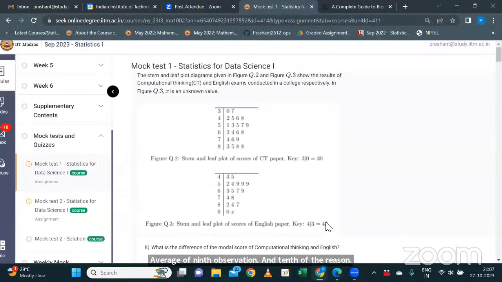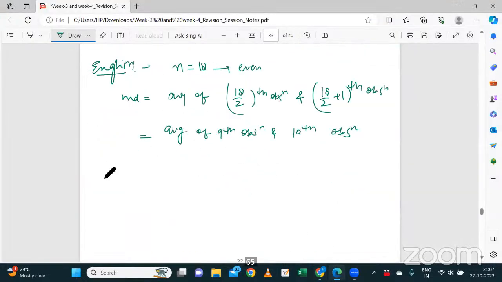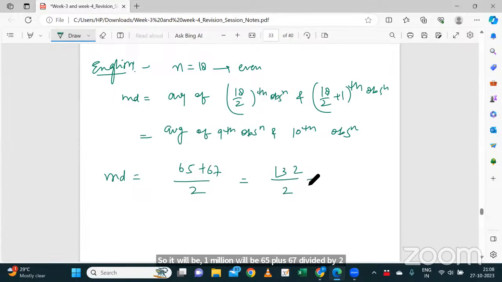If you see, the 9th observation is 65, and the 10th is 67, right? So the median will be 65 plus 67 divided by 2. So it will be 132 divided by 2, that is 66. Yes, it will be 66.